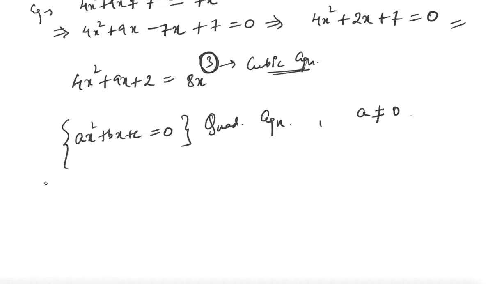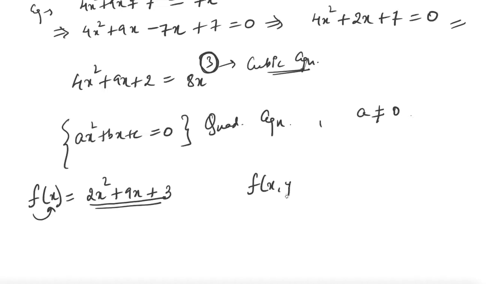Now how do I represent a quadratic polynomial? I say f of x is equal to say 2x square plus 9x plus 3. Now this is nothing typical. It just means that the given polynomial is a function of x. If it contained two variables, then I would have written f of x comma y, say 2x square plus 9y square plus 7. So nothing typical. It just means that the given polynomial is a function of x.